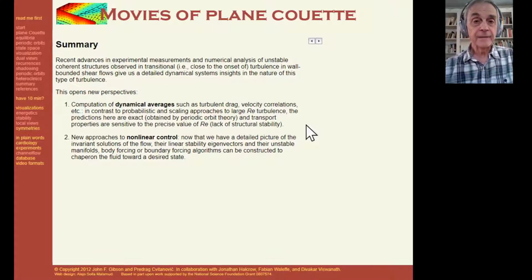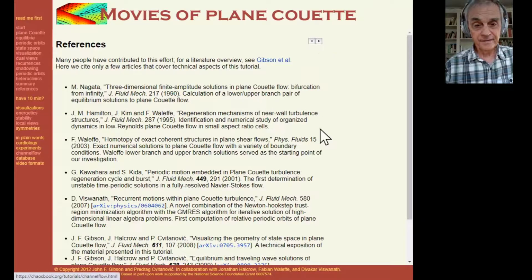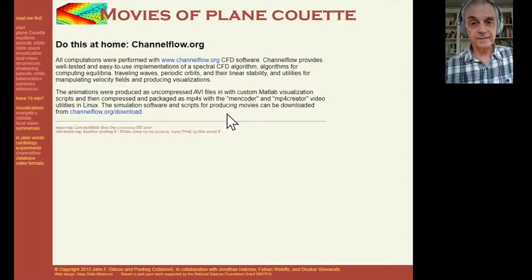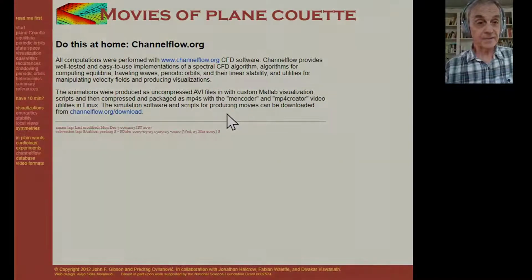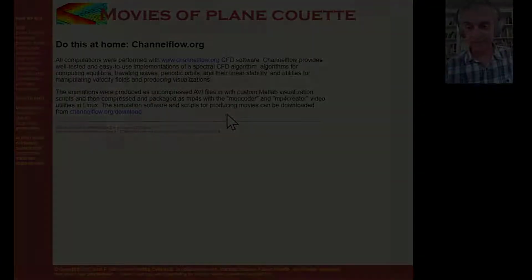In state space, what needs to be done is ahead of us, as is always our life in research. And if you're very interested in this, you can read some of the literature, and you can click on this link for channel flow. Download the simulation software and do all these calculations I showed you.